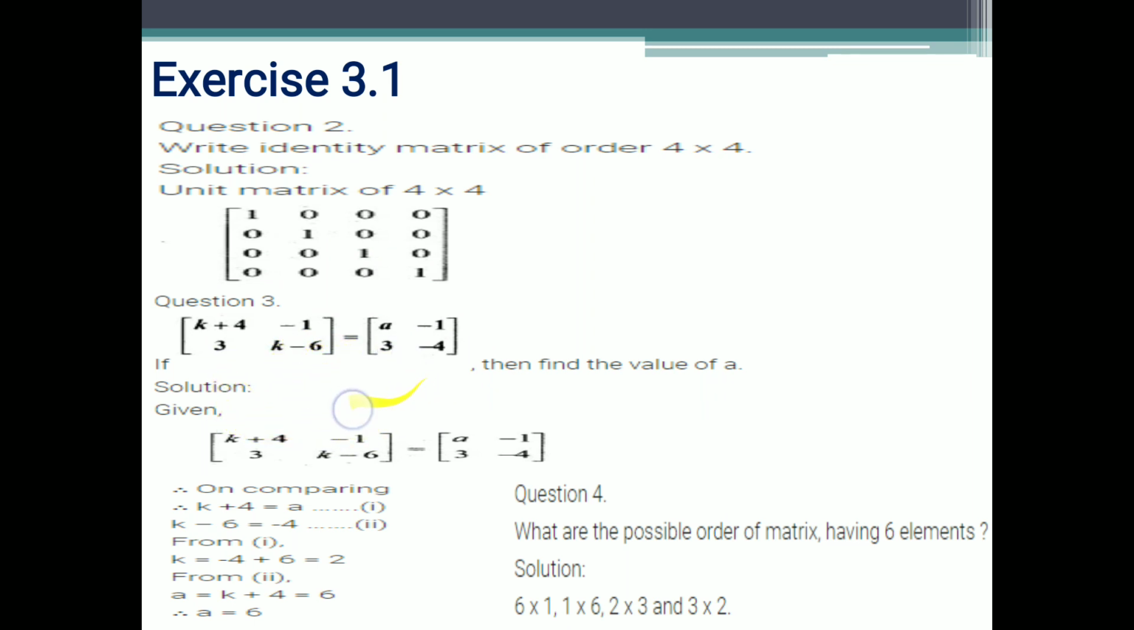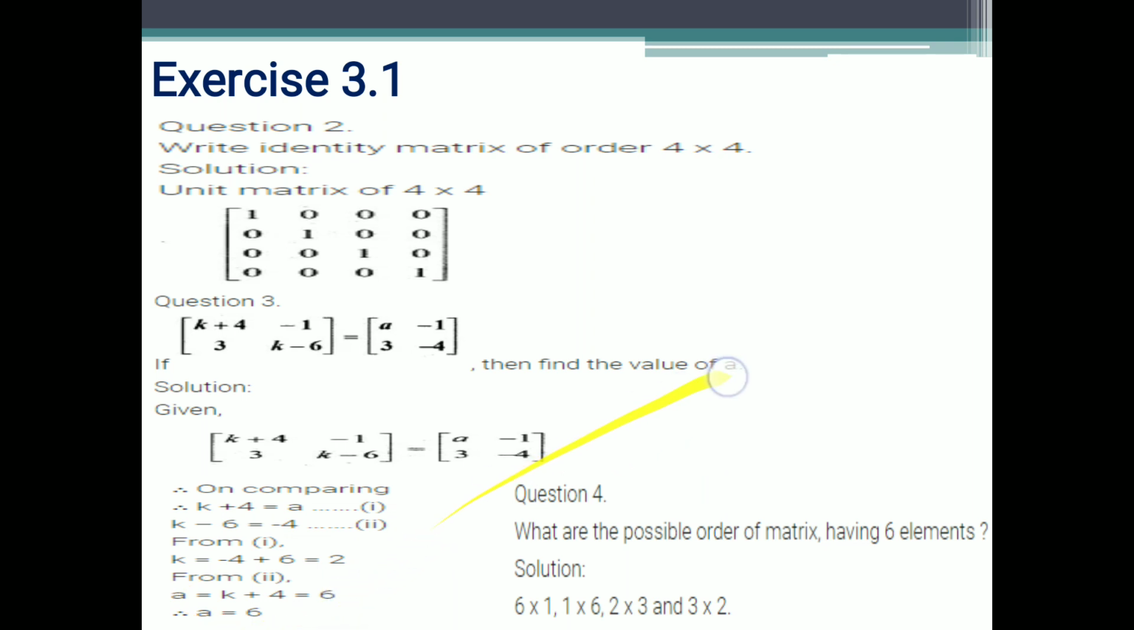That is given. So what we need, we don't want this 3 and minus 1 over here, because they both are the same, so we don't want that. We want the values with variables a and k. So a is equal to k plus 4 and minus 4 is equal to k minus 6. If I solve these two equations, I will get the value of k first, and after putting that in k's place, I will get the value of a. So I have given it here in this answer. First of all, this equation, second this equation. After solving, we get the value of k, and that value is put in the first equation, so you get the value of a as 6.